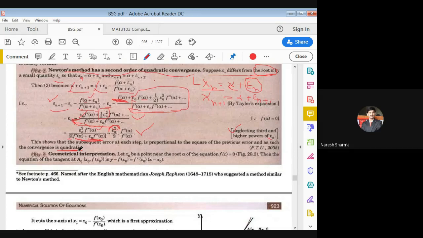Now the geometrical interpretation of Newton's method. We assume that x naught is a point near the root alpha.